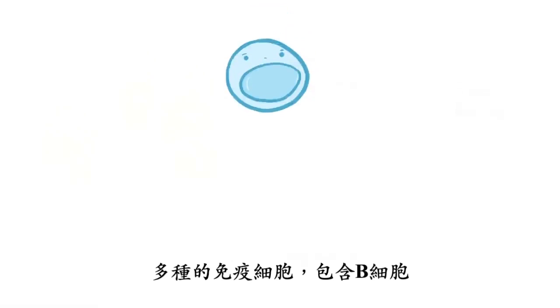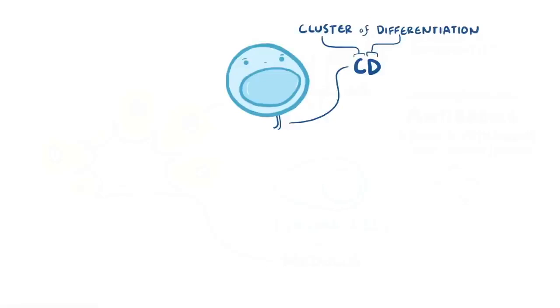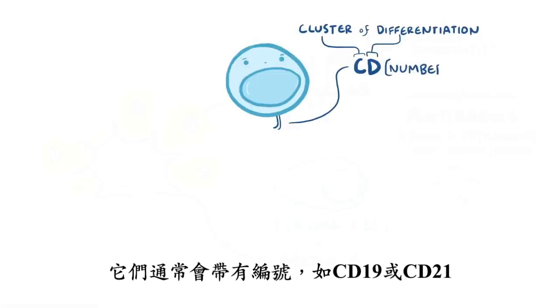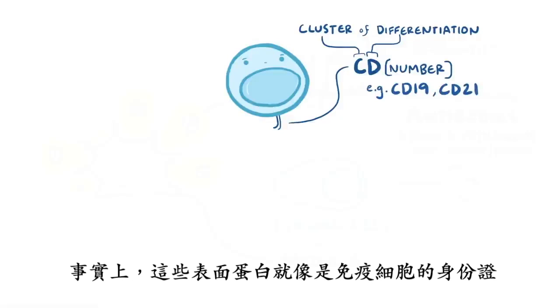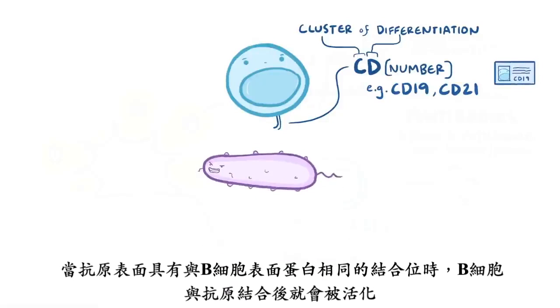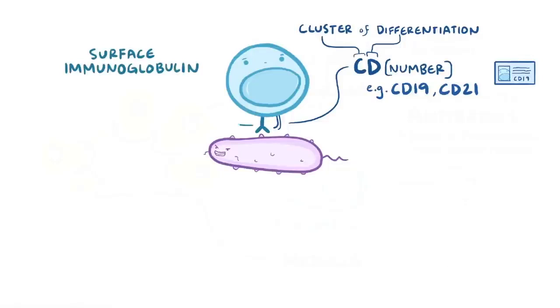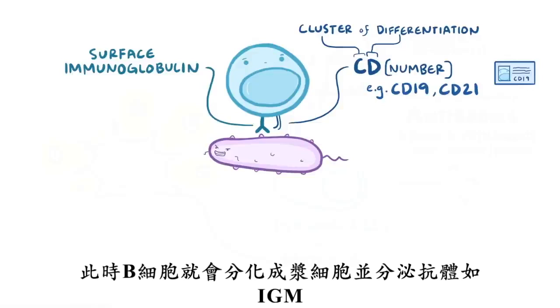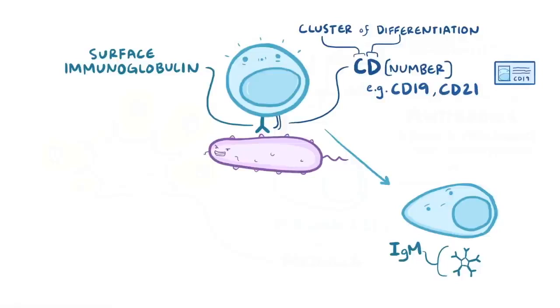Various immune cells, including B cells, have surface proteins or markers that are called CD, short for cluster of differentiation, along with a number like CD19 or CD21. In fact, the combination of surface proteins that are on an immune cell works a bit like an ID card. Now, a B cell is activated when it encounters an antigen that binds just perfectly to its surface immunoglobulin. Some of these activated B cells mature directly into plasma cells and produce IgM antibodies.